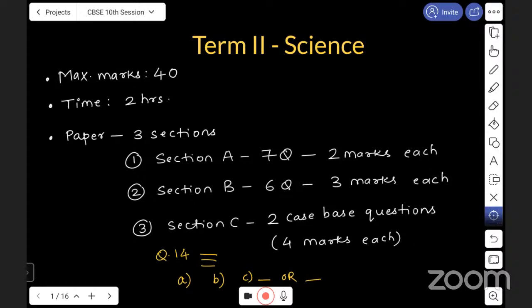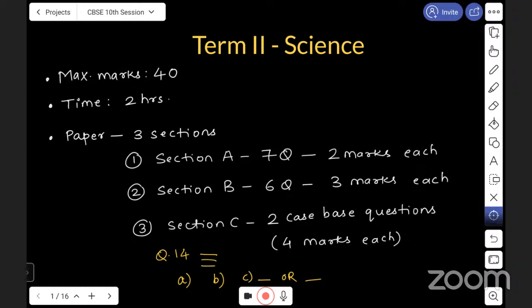For example, if you are drawing the diagram of budding in hydra, then you have to label the parent body, bud, and how it's detached, and also write that this is budding in hydra. This labeling of the diagram is also equally important, right? So these were some general tips for your science paper.